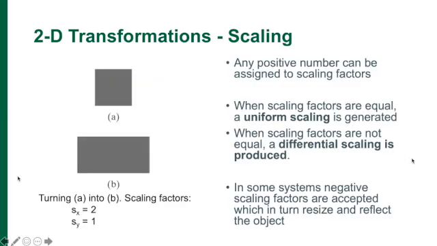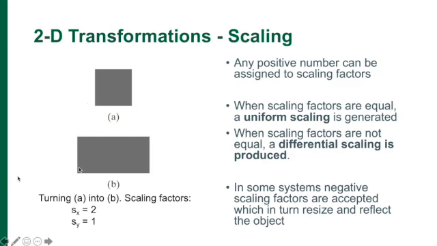Any positive number can be assigned to scaling factors. When the scaling factors are equal, a uniform scaling is generated. When scaling factors are not equal, a differential scaling is produced. In some cases, some systems accept negative scaling factors, which in turn will resize and reflect the object.